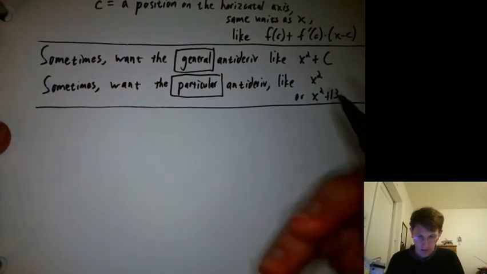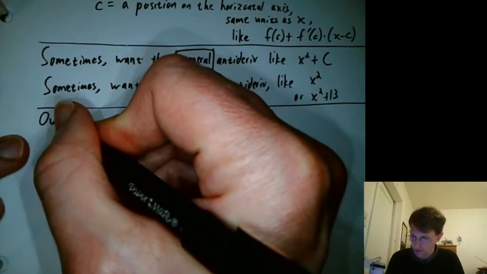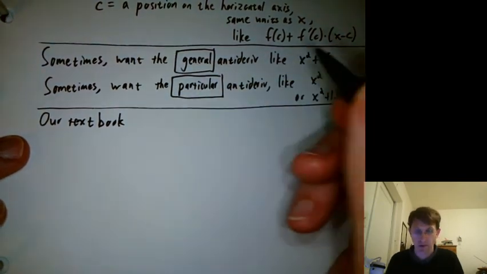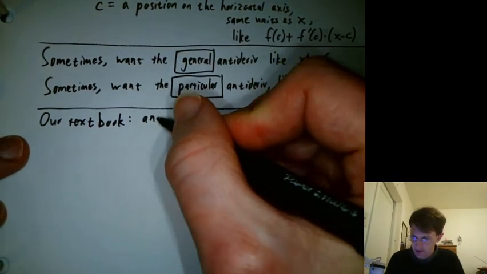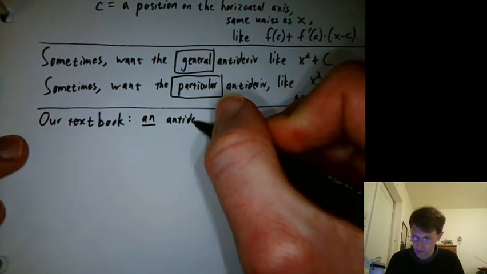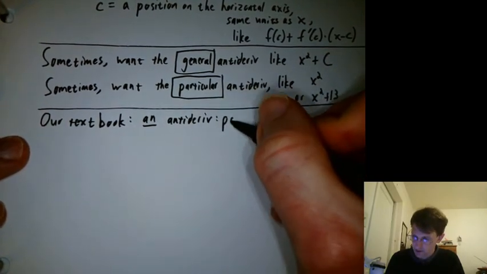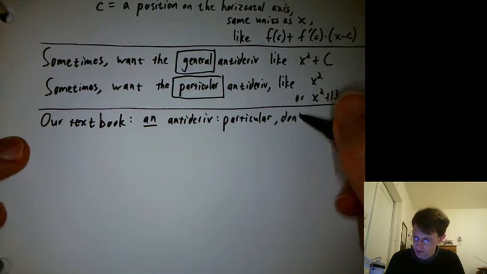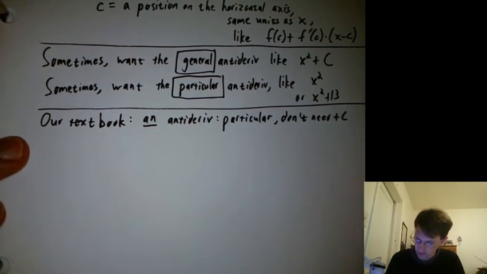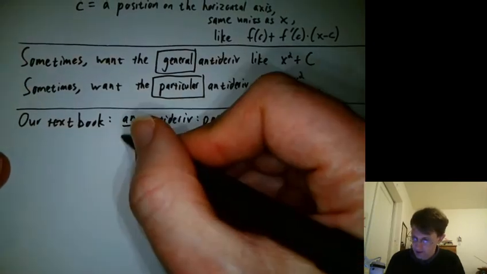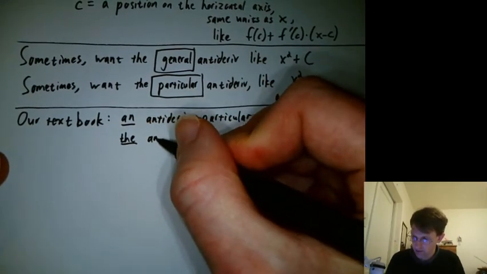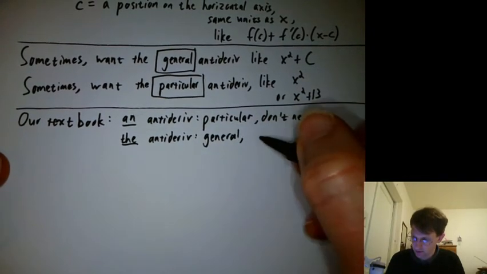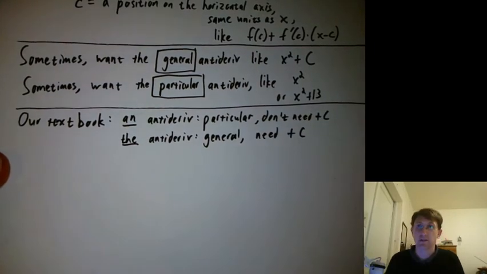All right, so in our textbook, one way they make the distinction between when we want this, when we want that: if it says an antiderivative, it means a particular one. So you don't need the plus C. And if it says the antiderivative, that means the general one. So you need the plus C.